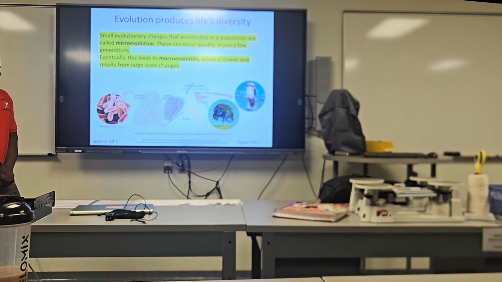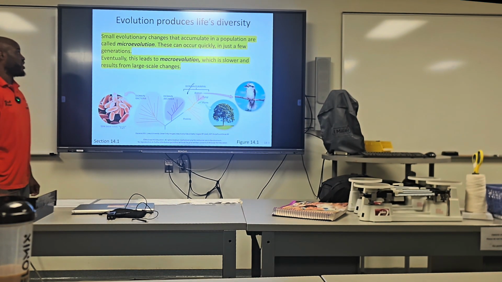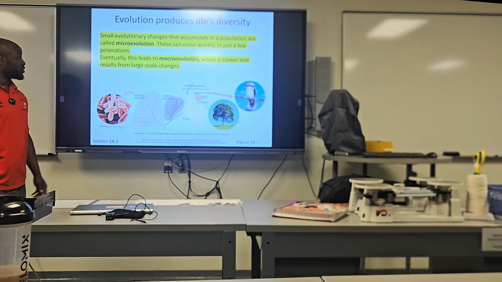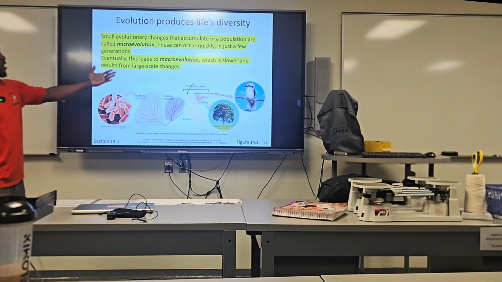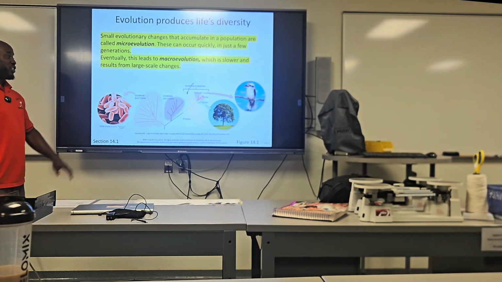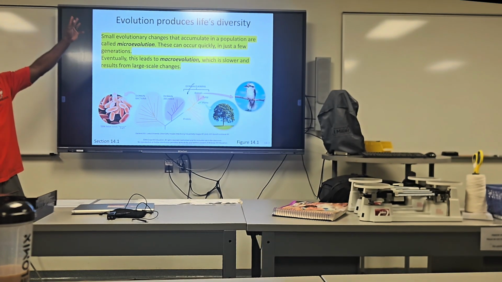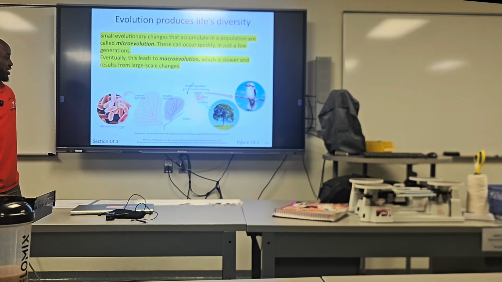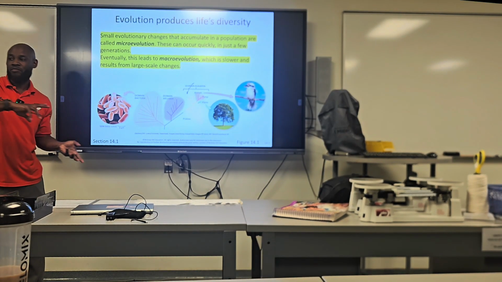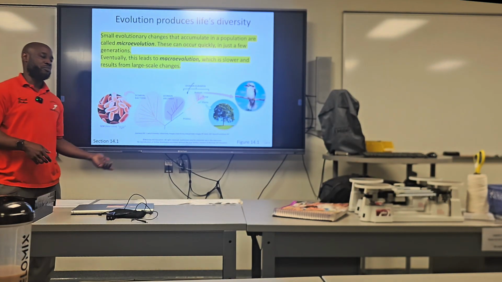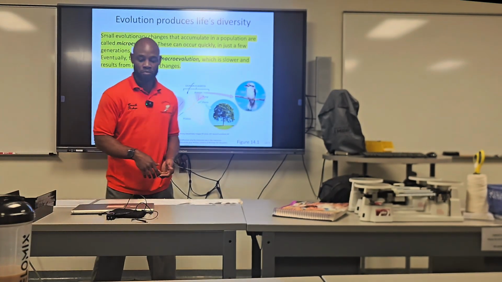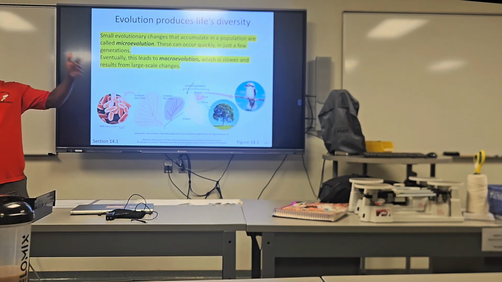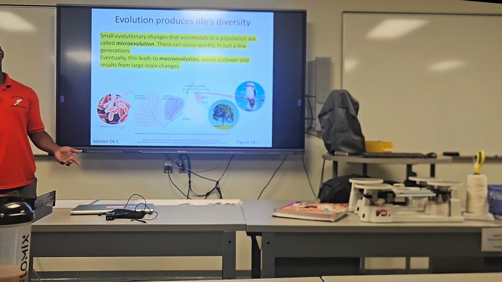All right, so we have small evolutionary changes can accumulate in a population. That's called microevolution. These can occur in just a few generations. Eventually, this can lead to macroevolution, which is big changes over the course of many, many years. So multiple generations can get to large-scale changes. And this is what they talk about when they say human beings evolved from gorillas and things of that nature. When you hear those kinds of things, having a common ancestor, this is what they're talking about.